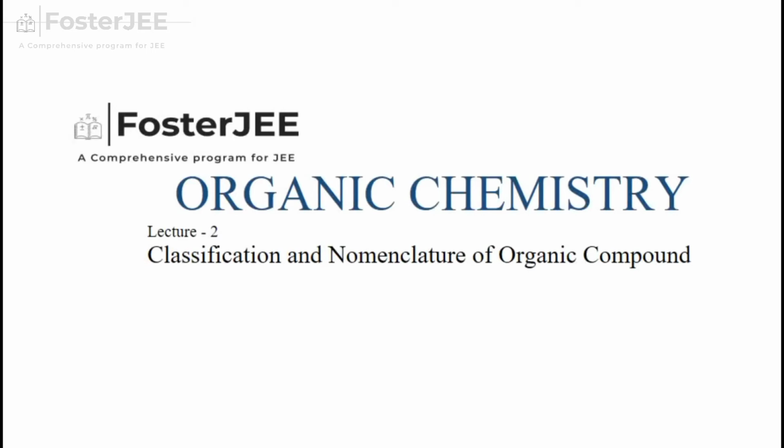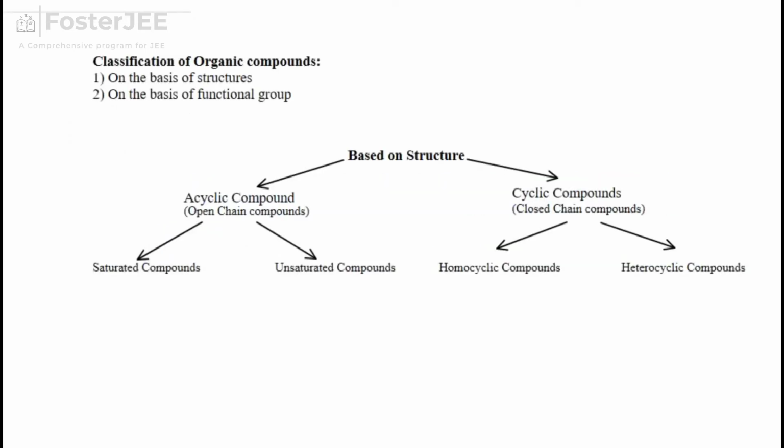So today I'm going to start our second lecture of organic chemistry, that is classification and nomenclature of organic compounds. In this particular chapter, we will be discussing the classification of organic compounds and the nomenclature of organic compounds. Nomenclature means the naming of organic compounds. So, let's start with the classification of organic compounds.